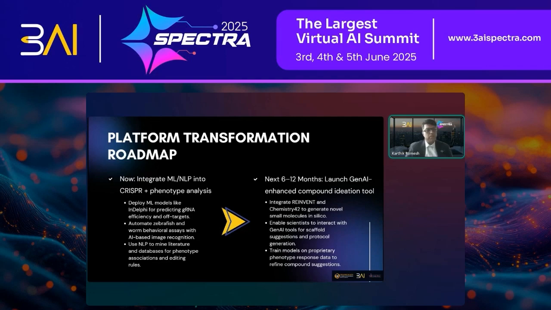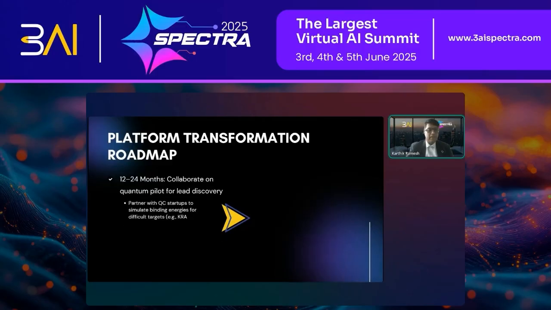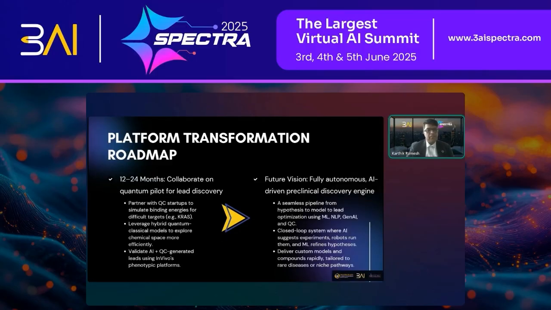And the roadmap which we right now have when it comes to using AI, ML, NLP, CRISPR phenotype analysis technologies is we're able to deploy some of these machine learning models. We're able to automate. We're able to bring about these changes which are happening at a submolecular level. We are able to accelerate the drug discovery and the preclinical research. So we're looking at a roadmap where we develop a fully autonomous AI-driven preclinical discovery engine using these LLMs, using some of these deep vision, deep learning algorithms.